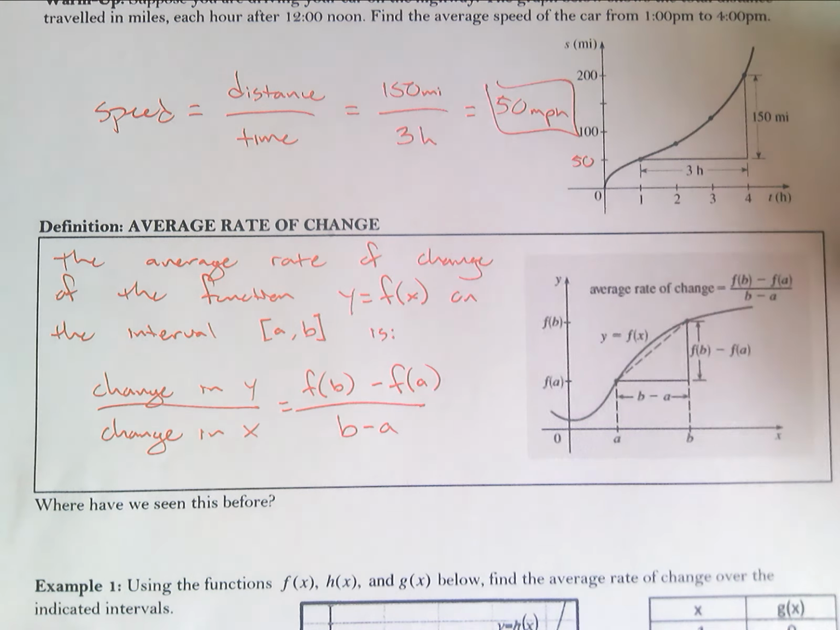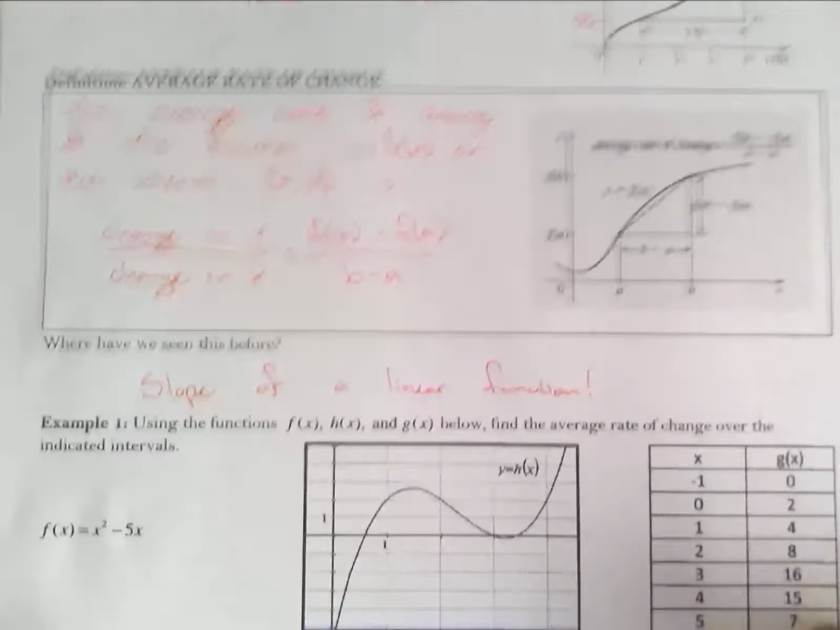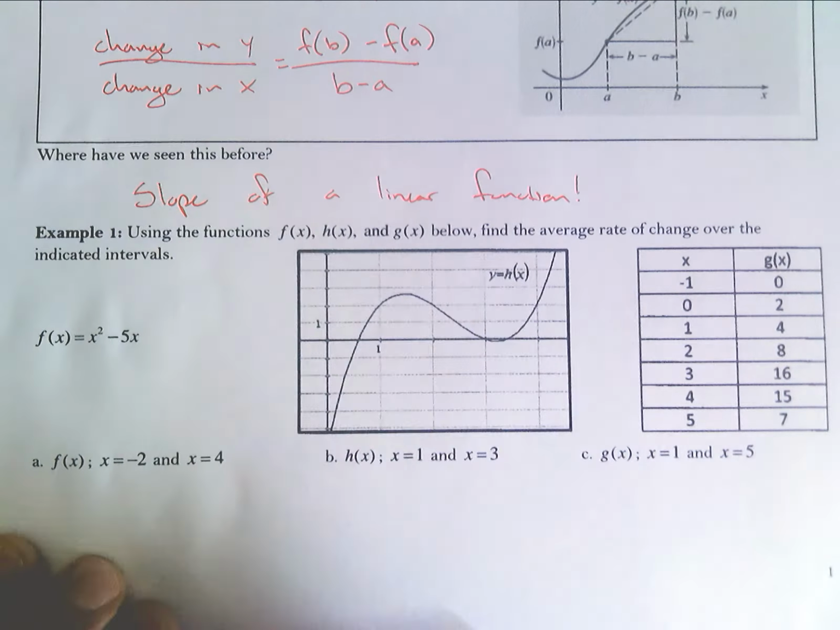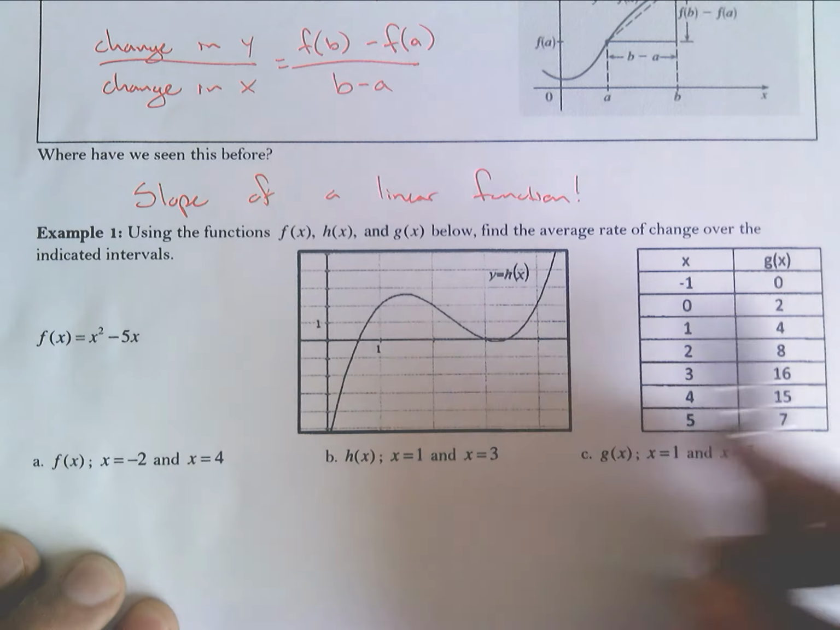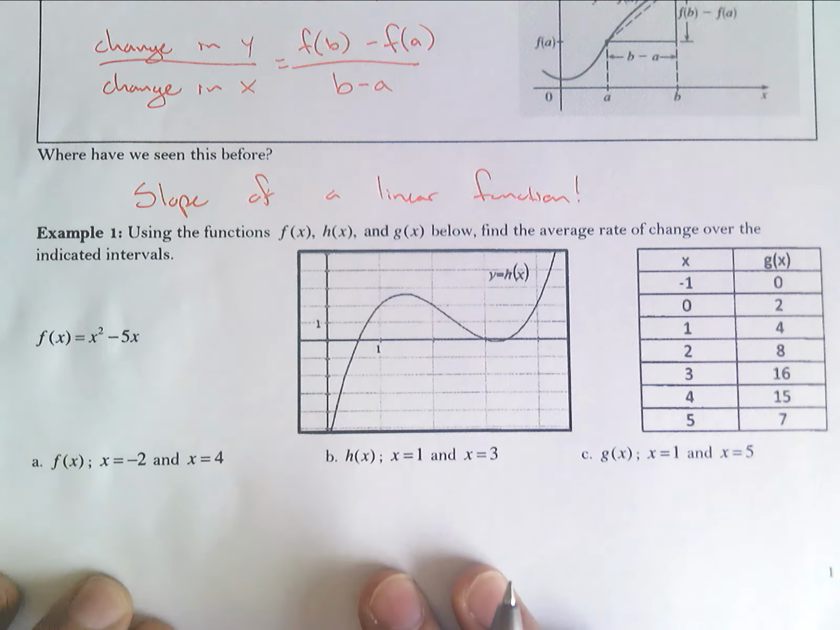So if you remember the slope of a linear function, we find our slope as the change in y over change in x. So let's use that to find the average rate of change over the given intervals. So here I have three functions: f of x, h of x, and g of x. Let's find the average rate of change over the set intervals here.